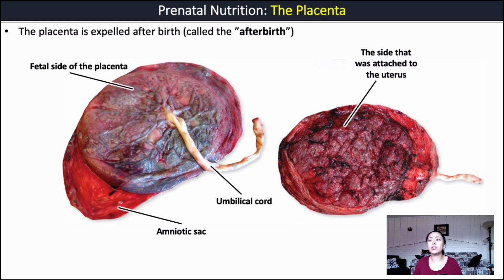So this is what it would look like after it's expelled from the mother. And you can actually see this is the fetal side of the placenta, so it's really smooth. So the fetus was actually living inside this part of the placenta, and the amniotic sac was wrapped around it. And here's the umbilical cord right here. This is the side of the placenta that was actually attached to the uterus. So it was actually adhered to the uterus, where the blood supply was very, very rich. And so it actually separates from the uterus right after birth.